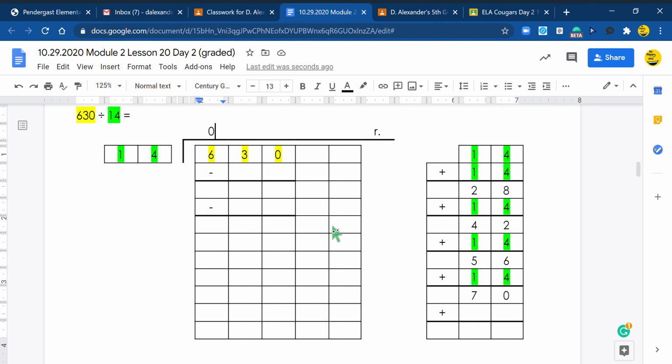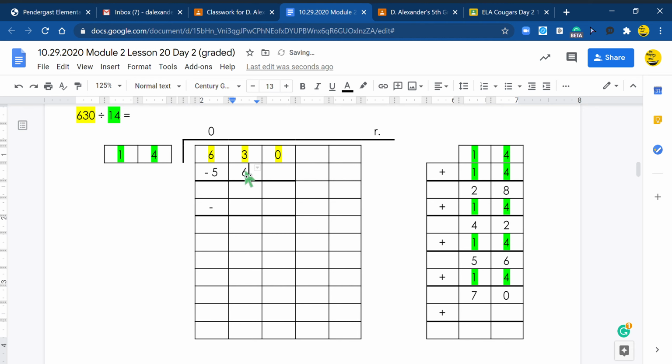So I'm going to go over to my repeated addition and see what number is close to 63 without going over. So now I'm looking. I have 28, 42, 56, and 70. Which one is closest to 63 without going over? Great job. You guys are right. So what I'm going to do is I'm going to quick put my 56 in.